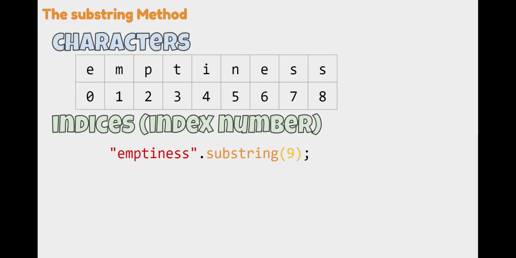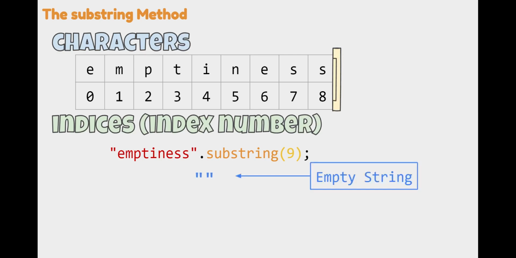We have a new string up top, emptiness, with our index numbers from 0 to 8. If we have that string literal emptiness, we call the substring method, and we pass in the actual parameter of 9. What string will we get in return? The 9 tells us that we will start taking characters at the 9th location. That means we will go to the end, which is also the 9th location. This will return the empty string. This will not error out. It will not error out until we try to go beyond our bounds, which is 10 or more.